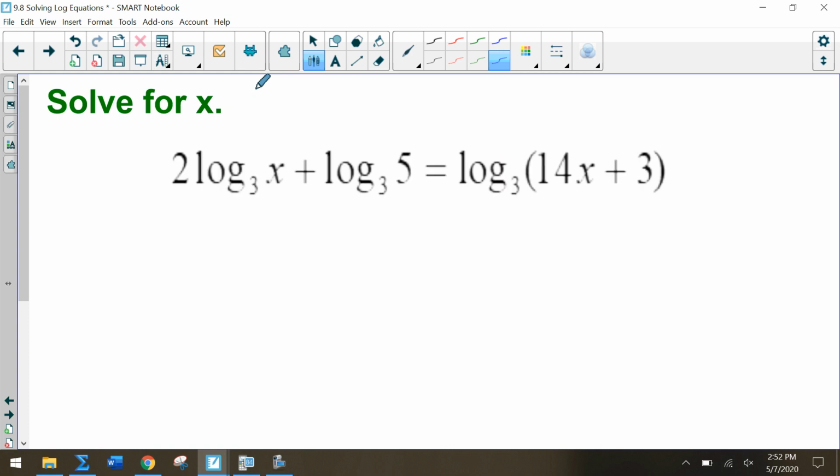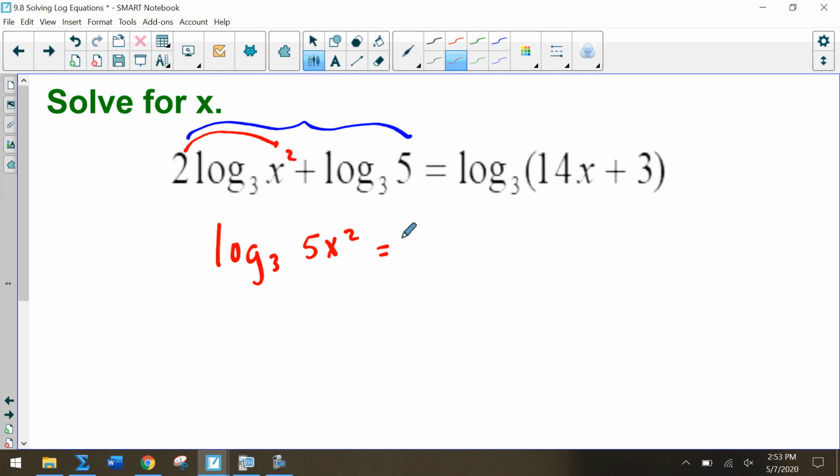Okay, so let's look at this one. This is in log form, but notice how we have a log on both sides of the equation. Okay, log on both sides of the equation. So we're going to use our properties of logarithms to rewrite the left side as a single logarithm. So I'm going to move my 2 to the exponent, and since we're adding, this is log base 3 of 5x squared equals log base 3 of 14x plus 3. So since we have a log base 3 and a log base 3 on each side, we can use that one-to-one property.